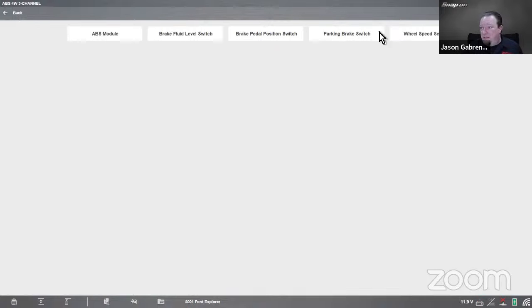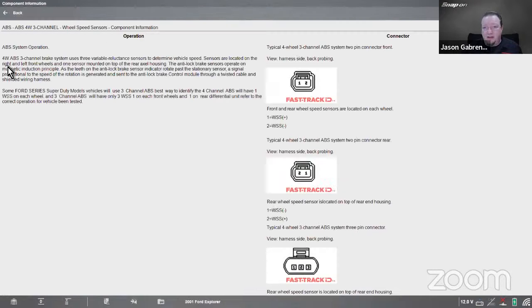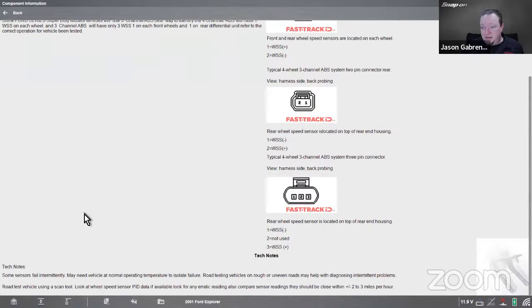All right, and then things like parking brake, wheel speed sensors. We can go in here and take a look at that. So it's a 3-channel brake system, 3 variable reluctance sensors to determine vehicle speed. Sensors are located on the right and left front wheels, and 1 sensor mounted on top of the rear axle. It tells us how it works.